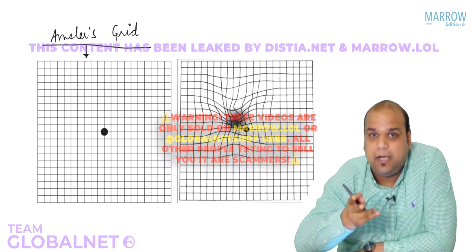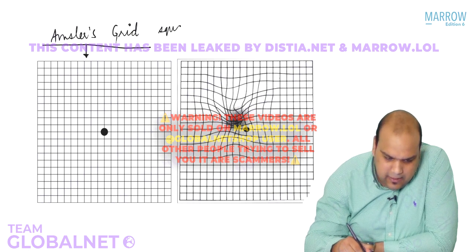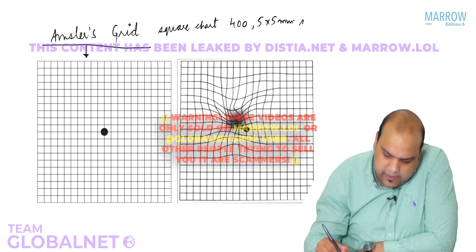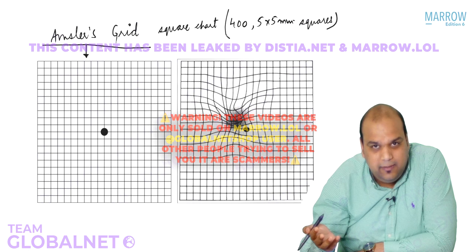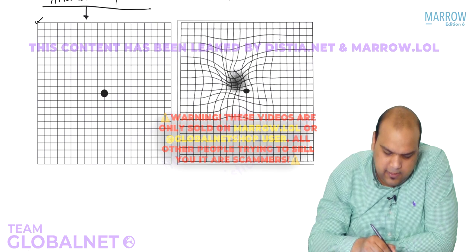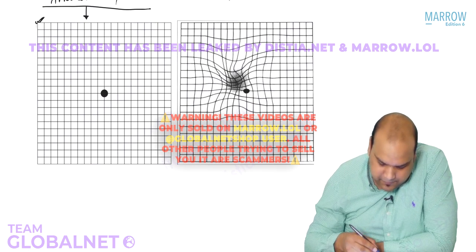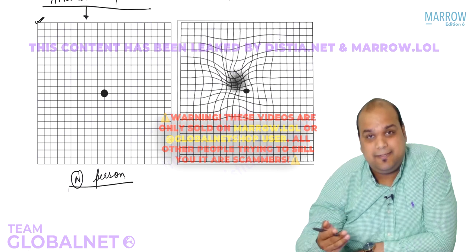It looks like a Hess chart, but Hess chart has concave lines. So Amsler's grid is basically a square chart which has 400 5 into 5 mm squares. Okay, everybody? This can be either digital or it can be printed on a piece of paper. You ask the patient to fixate at the central dot, everybody. Look at this photograph. You ask the patient to look at the central dot and then see what is surrounding that. A normal person will say, I see lot of straight lines forming squares.